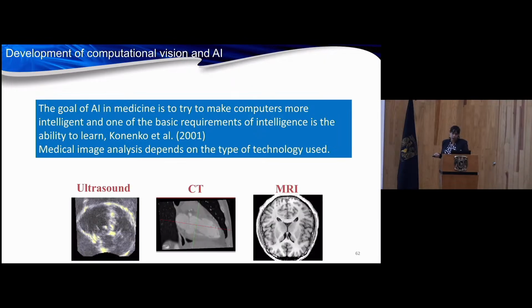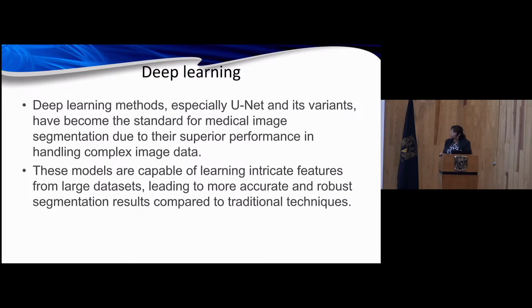Well, we're going to go now to the deep learning methods, where especially UNet and its variants have become the standard for medical images. But before going into the UNet, we have to say that these models are capable of learning very intricate features, but they need large data sets. Large data sets, and what else? A good hardware, no? Like GPUs, the use of GPUs in order to make it faster also.